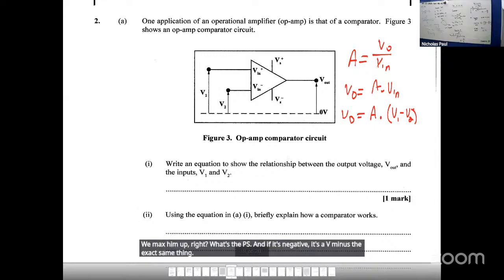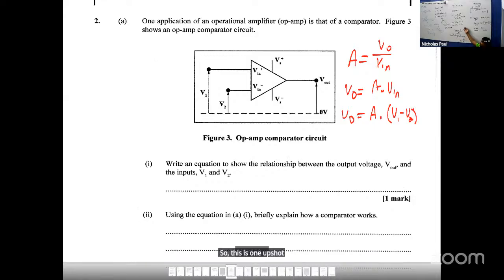So this is one option, but I prefer if you write this because part 2 says, using the equation, explain how the comparator works. It's easier to explain from this. Use the right letters over there. V1 is V non-inverting, V2 is V inverting. Write these up and explain how it works.